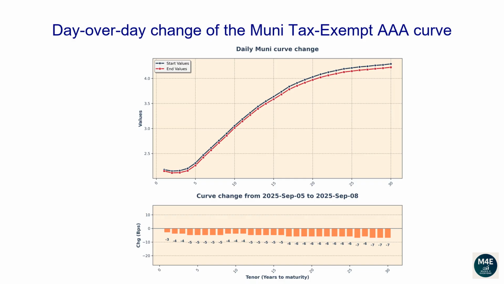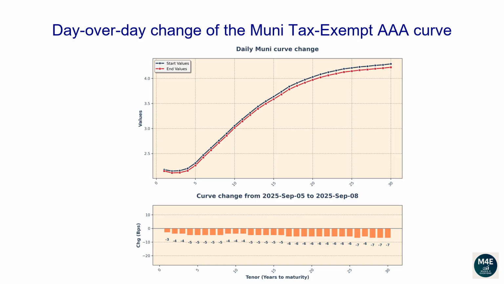Let's now go over how the Muni AAA tax-exempt curve has changed since the prior business date. The graph displayed on the top-hand side shows the most recent curve versus the prior day curve. The bar plot on the bottom-hand side shows instead the difference between the two curves in basis points.